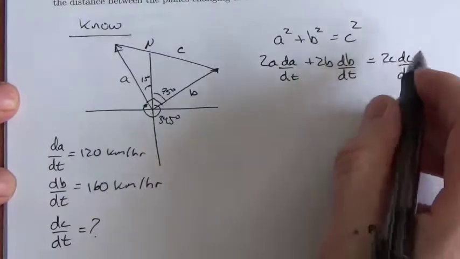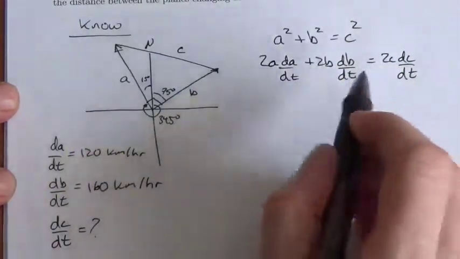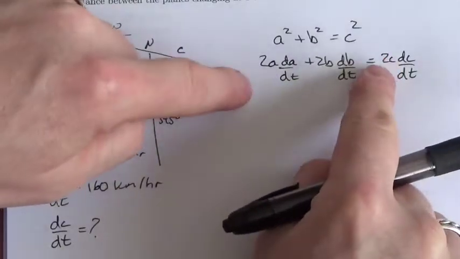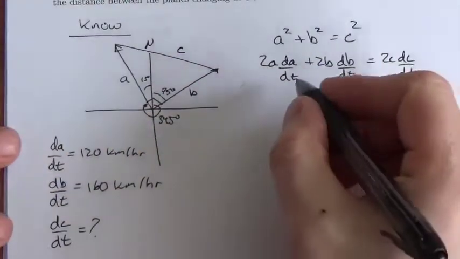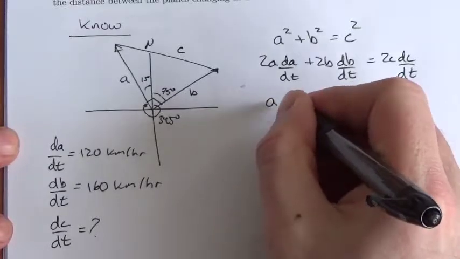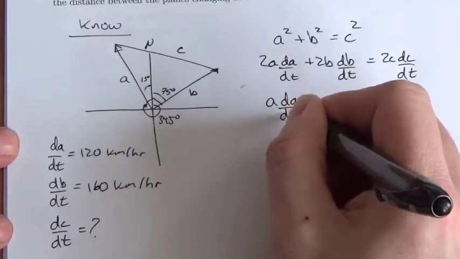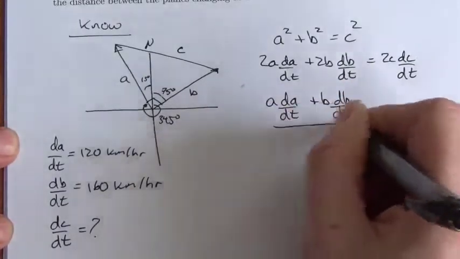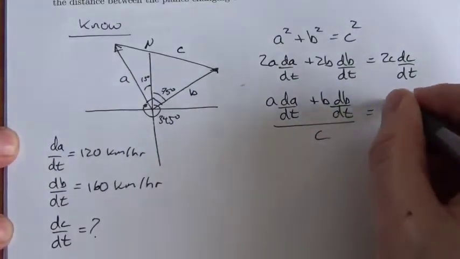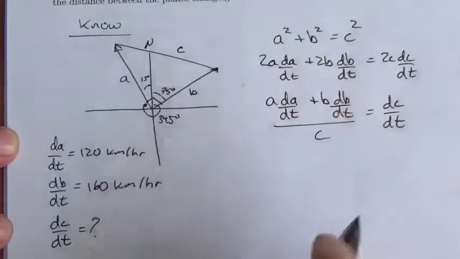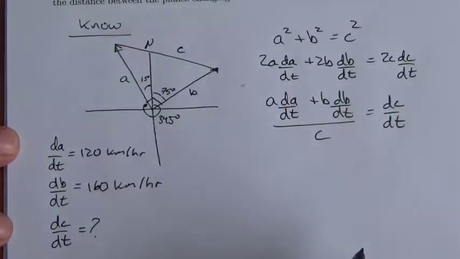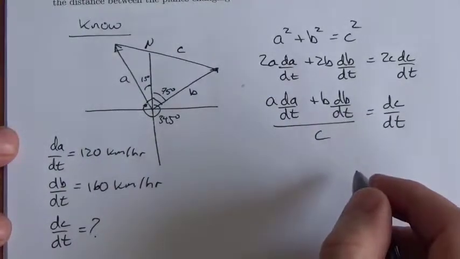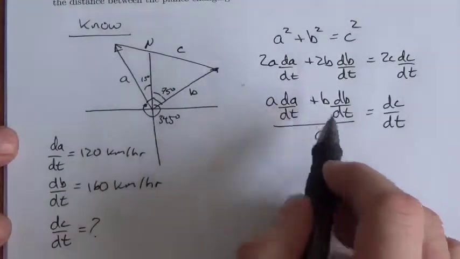Great. I am looking for dc by dt. That's the unknown here. So I'm going to divide everything here by 2c. Now, notice that I can factor out a 2 from these two expressions, so those will cancel with that 2 right there. And so on this left-hand side, we're going to get a dA by dt plus b dB by dt all over c is going to equal dc by dt. Well, I know dA by dt, I know dB by dt, but I don't know a, b, and c right now.